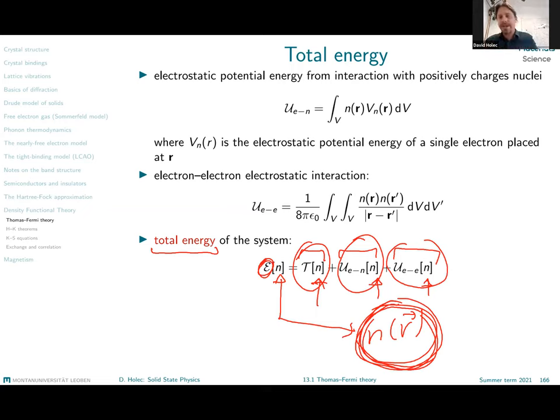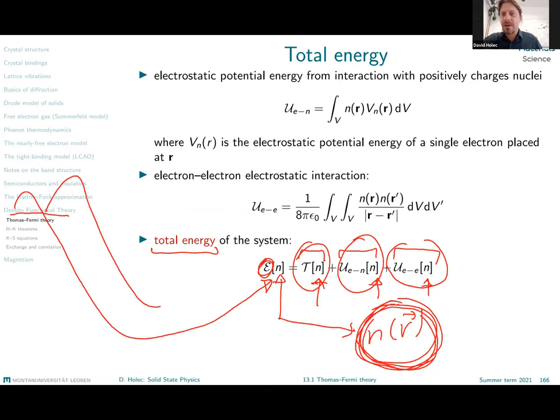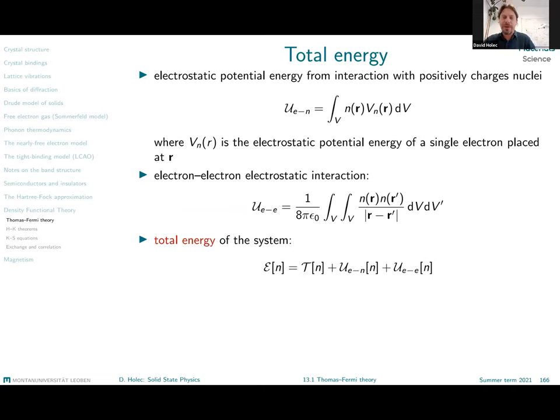This is where the name of the whole method, the density functional theory, comes from. The density refers to the charge density or electronic density. The functional corresponds to the fact that we express all our energy contributions as functionals of the charge density. Well, and it's theory because this is our theoretical description of how things work.